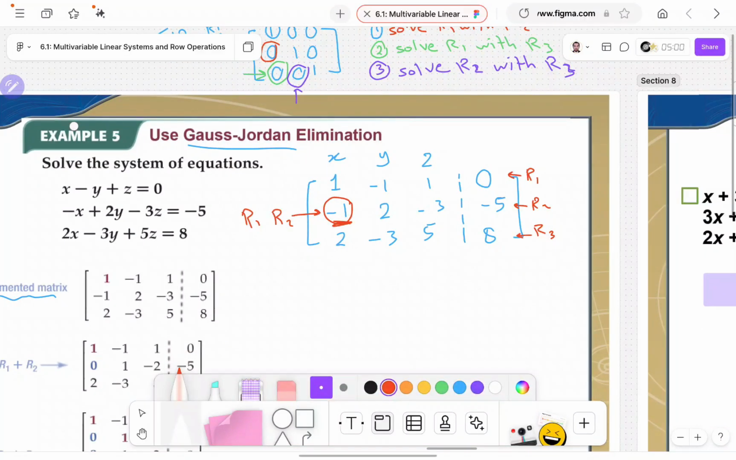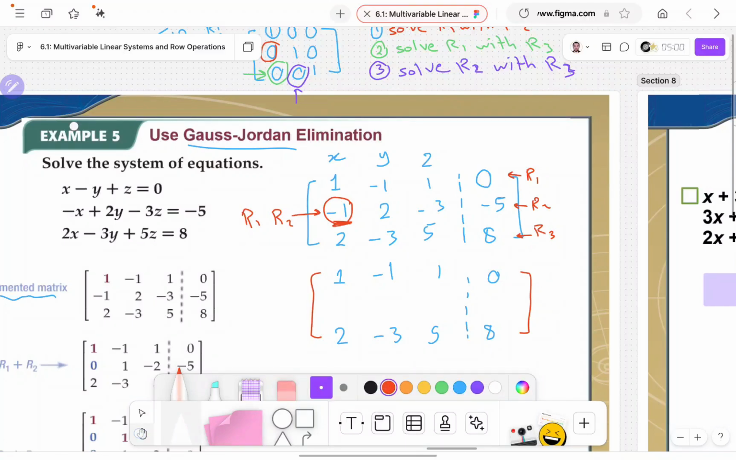So anytime you need to work on a value, the other rows stay the same. Don't change anything in the other rows. So row 1 stays 1, -1, 1 and 0. Row 3 stays 2, -3, 5 and 8. Now let's work on row 2.